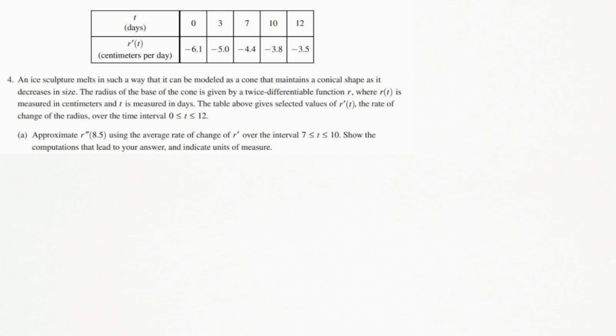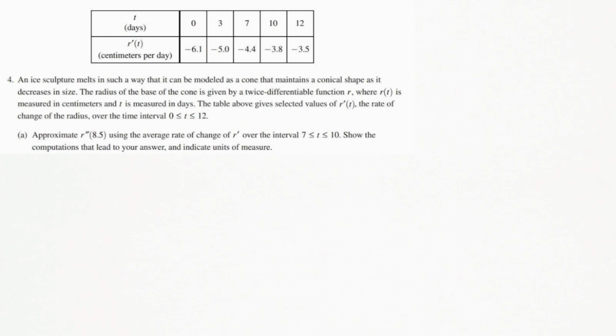Part A asks us to approximate r double prime of 8.5 using the average rate of change of r prime over the interval 7 ≤ t ≤ 10. Show the computation that leads to your answer and indicate units of measure.